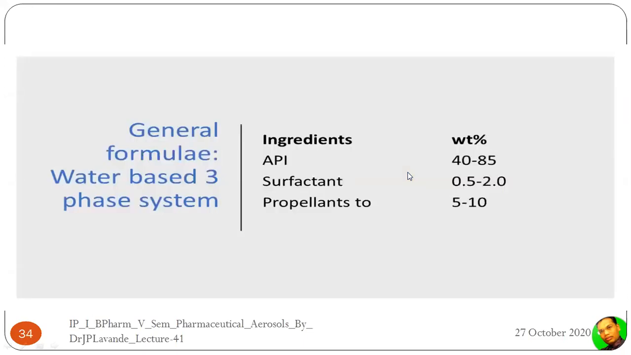The general formula for the water-based phase system: you can see the advantageous point is that we can go with the API up to 40 to 85% concentration. That is the beauty of this particular aerosol system. We can load a large amount of active pharmaceutical ingredient by designing the three-phase system. The surfactant is 0.5 to 2%, then propellant 5 to 10%.